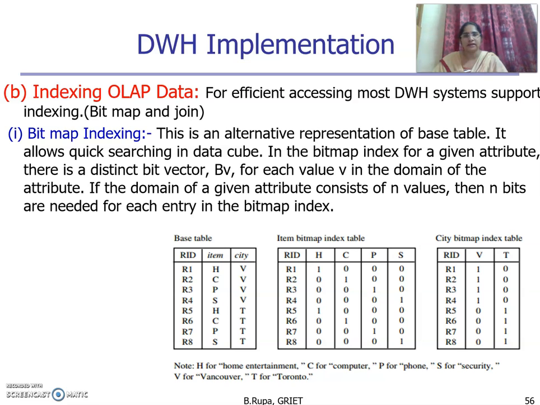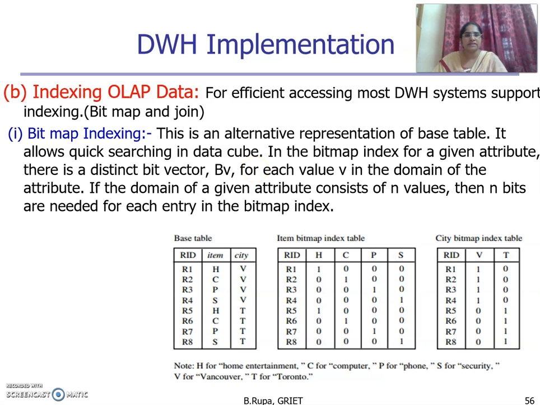Then we'll see the second method, indexing OLAP. For efficient access to the data warehouse system, it obviously supports indexing also. Here we have indexing operations such as bitmap indexing and join indexing. First we will see bitmap indexing. Bitmap indexing is an alternative representation of a base table. We have a base table available, and the bitmap index uses an alternate representation of it. It allows quick searching in a data cube.